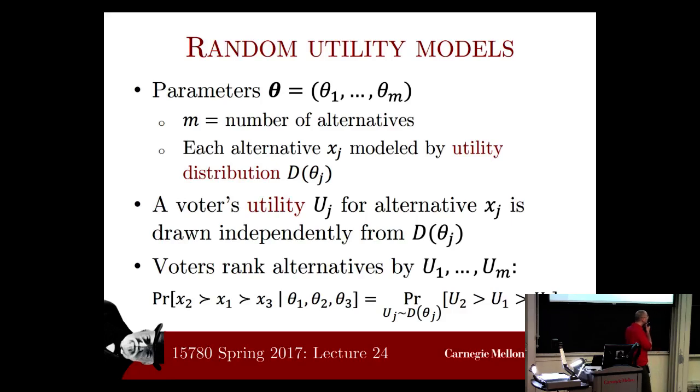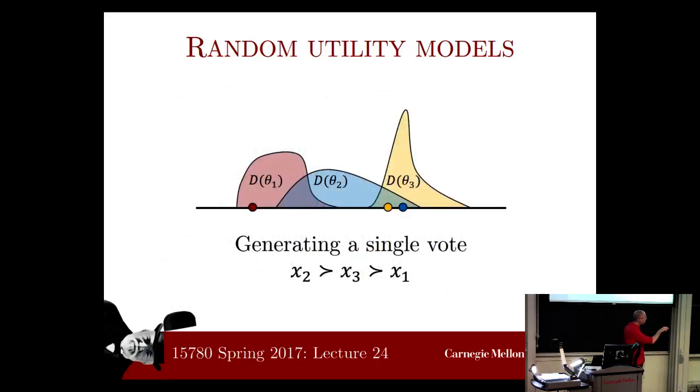So just to illustrate this a bit more, let's say that we have these three alternatives, red, yellow, and blue. And this is the probability distribution over the utility of red. The blue distribution is the probability for blue, and the yellow distribution is the probability of the utility for yellow. So if we want to generate a single vote, we draw three samples from these three distributions. So for yellow, we drew this sample from the yellow distribution. For blue, we drew this sample. For red, we drew this sample.